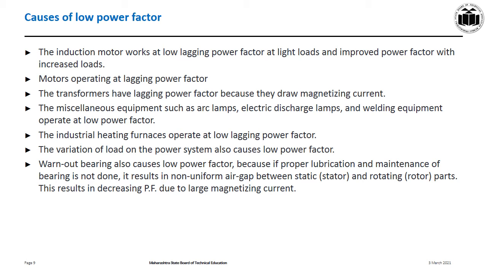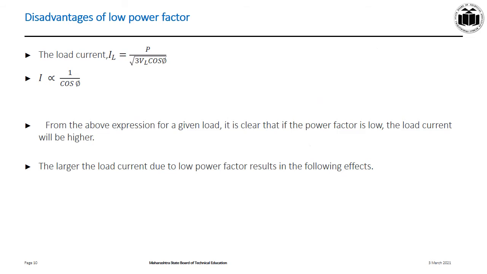The variation of load on the power system also causes the low power factor. Also, worn out bearing causes low power factor, because if proper lubrication and maintenance of bearing is not done, it results in non-uniform air gap, the air gap between the stator and rotor, and this will result in decreasing of the power factor because it will draw large magnetizing component of current.